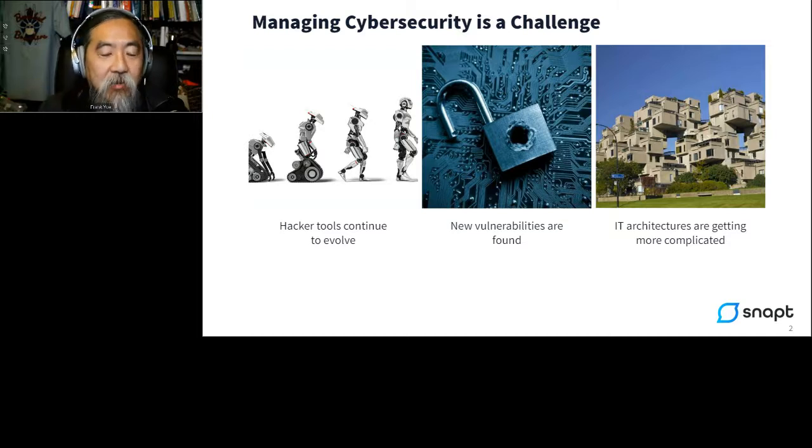It's just flat out impossible, and I challenge anyone to prove me wrong. Vulnerabilities are constantly being discovered, and there's always a way around systems to try to figure out how to get into something.